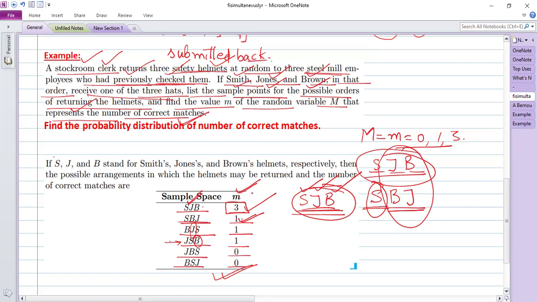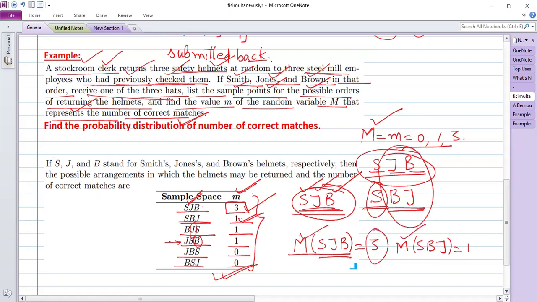So that's why these are the values this random variable can have. And moreover, what is the value of M at this outcome? It is 3, means here all 3 are correct matches. And what is the value of M at SBJ? It is nothing but 1. So here the random variable is associating a real number with each element of the sample space.